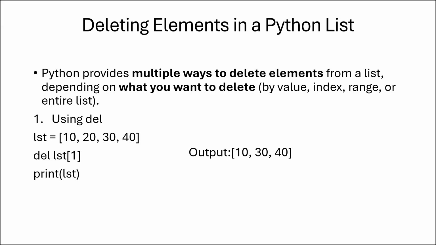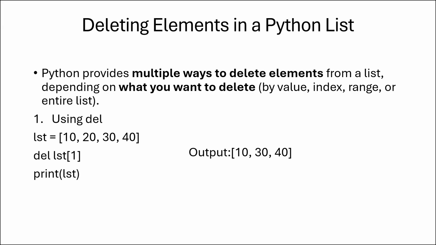First I'm going to discuss the delete method. Using this method, we use the del keyword. When we assign a list with elements 10, 20, 30 and 40, and now I want to delete the element at index 1, I have to give del list[1]. If I give this and then print the list, the element at index 1 will get deleted. According to our output, index 1 corresponds to the element 20, so that particular element will get deleted and the remaining elements will be displayed as output.